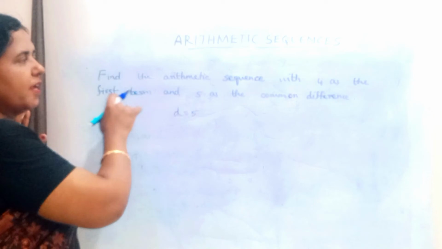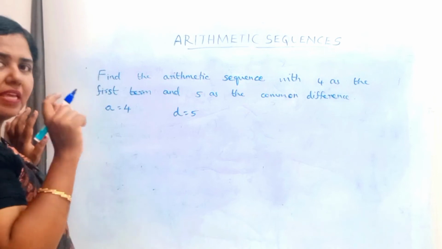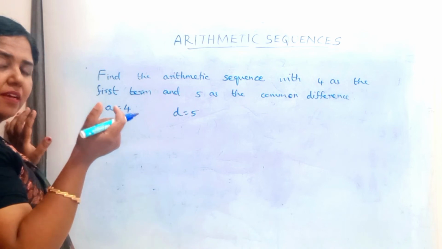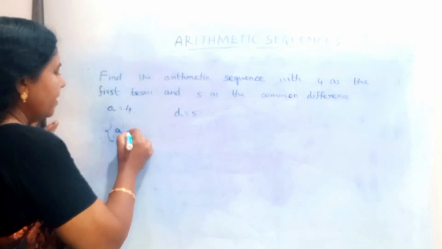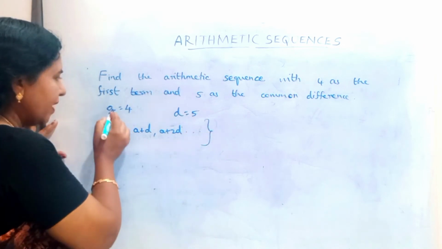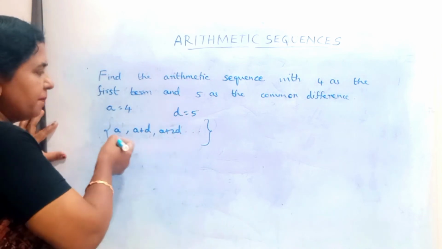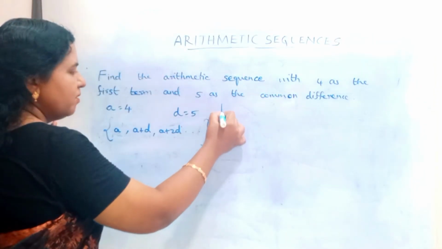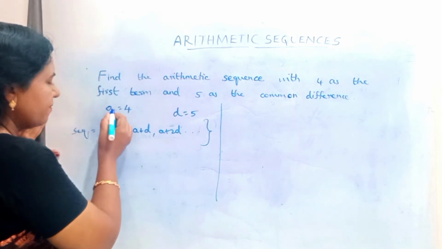Here we can bring out the answer for this question in two ways. The first one: already we have seen the general form for an arithmetic sequence using the parameters a and d. That is, the general form is a, a plus d, a plus 2d, and so on. Here we have the values for a and d, so we can use these values and bring out the sequence directly. So first we can solve using this method. Here the first term is a, and the value of a is 4.